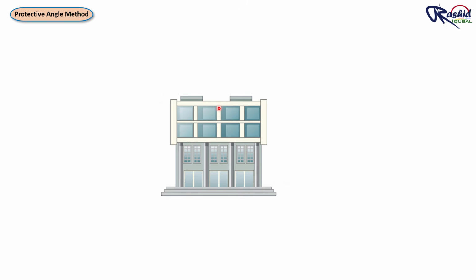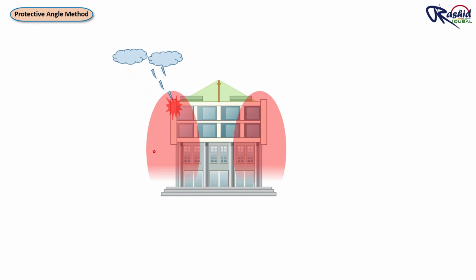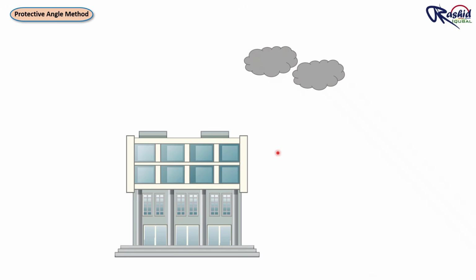Another example, if we install only one lightning rod on a large roof, that rod will create only a small cone of protection. Most of the roof will still remain unprotected. That is why in a real project, we must carefully calculate the protection angle and coverage area. Only then can we decide how many rods are required and where they should be placed to protect the entire building. Now let's move into the calculation.